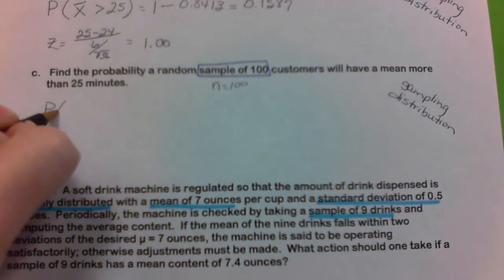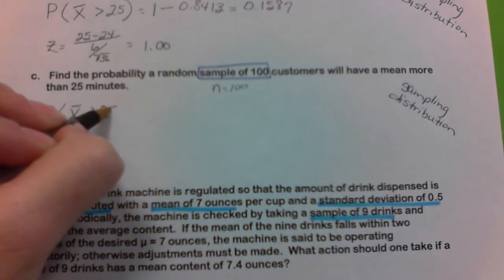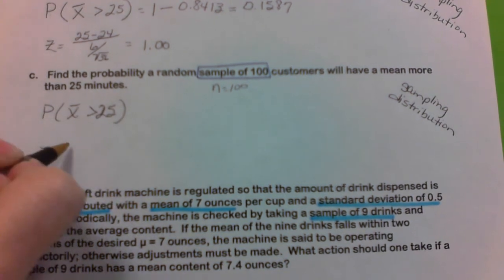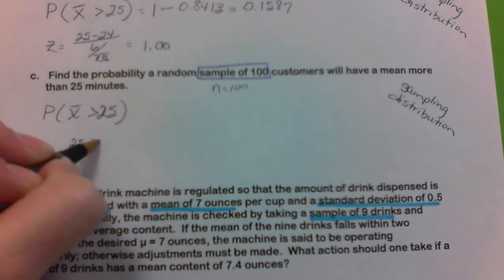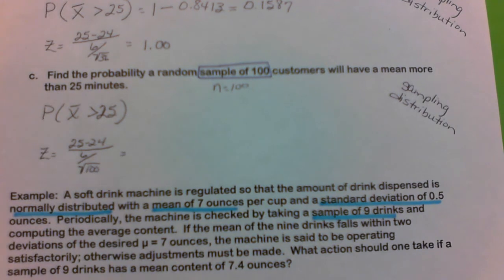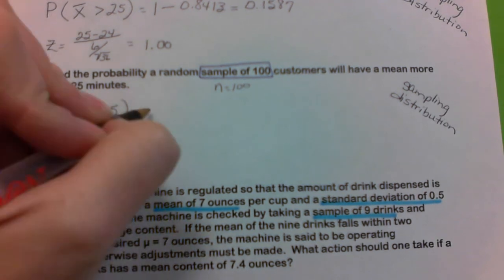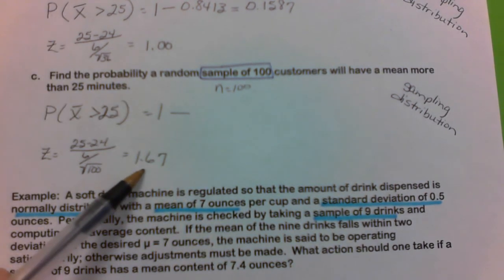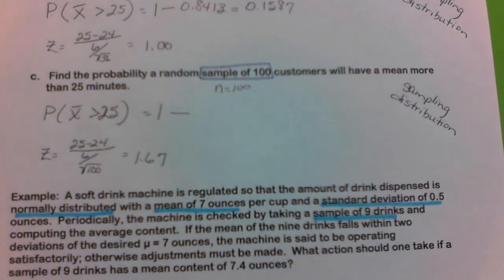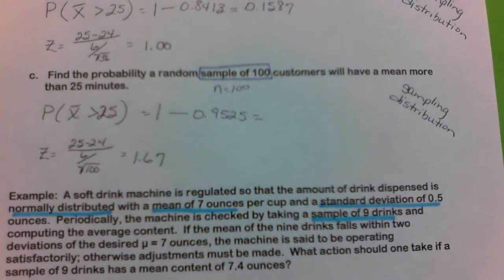Then in part C, it changes into 100. So we're still finding the probability, but now that the average of 100 people spend more than 25 minutes in there. So when I calculate Z, I now have 25 minus 24 divided by 6 divided by the square root of 100. And you do that calculation and you get 1.67. It's a greater than, so I'm going to do 1 minus the number from the table. Go to the table and locate 1.67, and you find the probability to be 0.9525. So we're going to do that subtraction and get 0.0475.